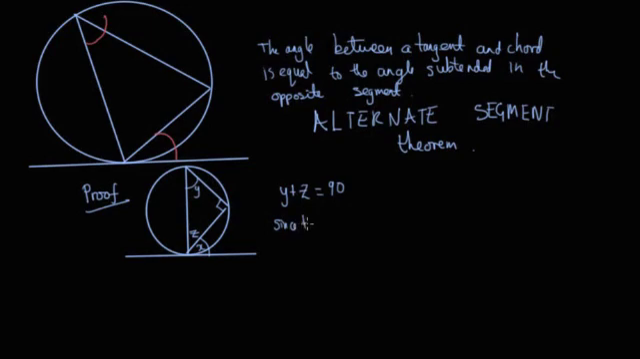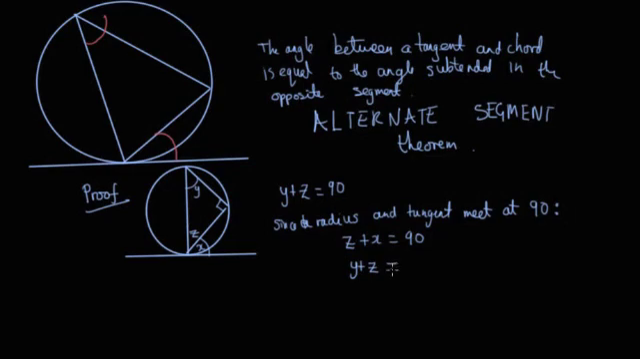Since a radius and tangent meet at 90 degrees, z plus x must equal 90 degrees. Therefore, y plus z must equal z plus x, which means y must equal x. So that's in this special case.